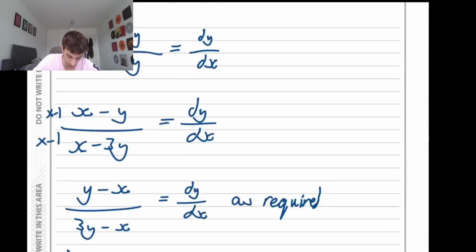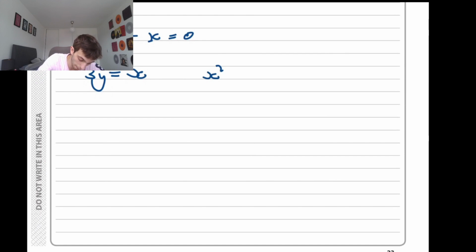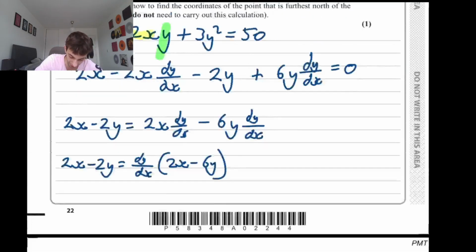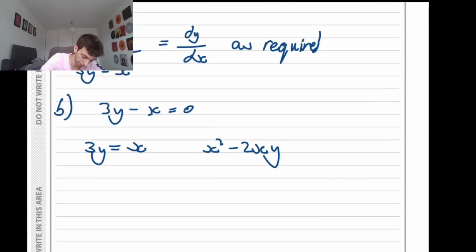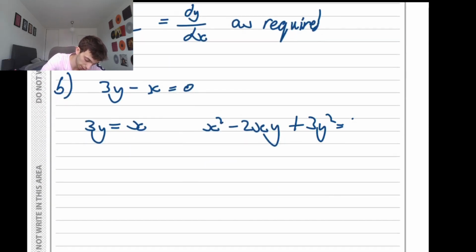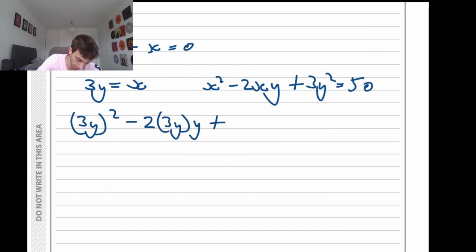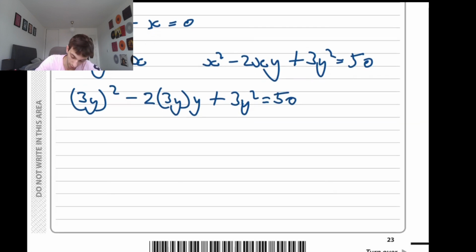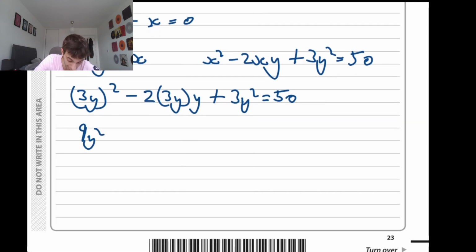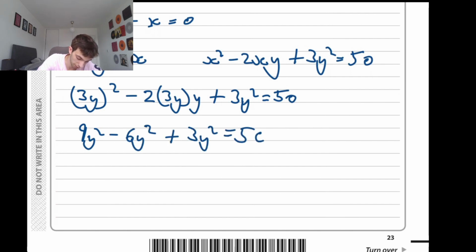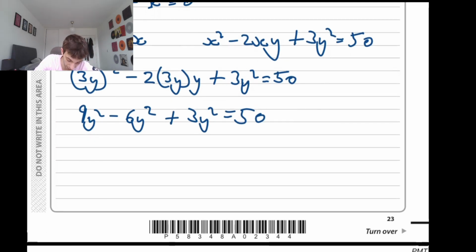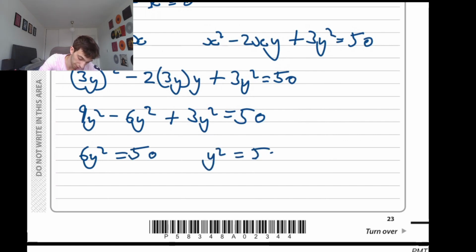So we have x squared minus 2xy, quickly rewriting it down here. Sorry guys, plus 3y squared equals 50. So from here, we can make a substitution of x equals 3y. So we have (3y) all squared minus 2 times 3y times y plus 3y squared equals 50. So from here, we have 9y squared minus 6y squared plus 3y squared equals 50. So 9 minus 6 plus 3, that's just going to be 6y squared equals 50. So we have that y squared will be equal to 50 over 6.